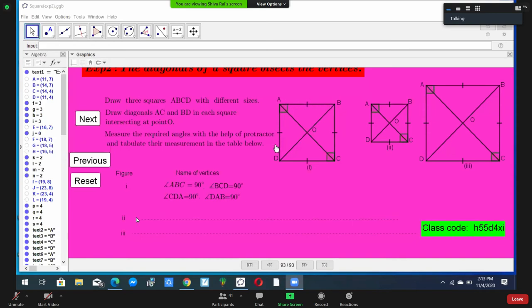Look, these are the angles of the square. These are the vertices of the square. So all of them must be 90 degrees.